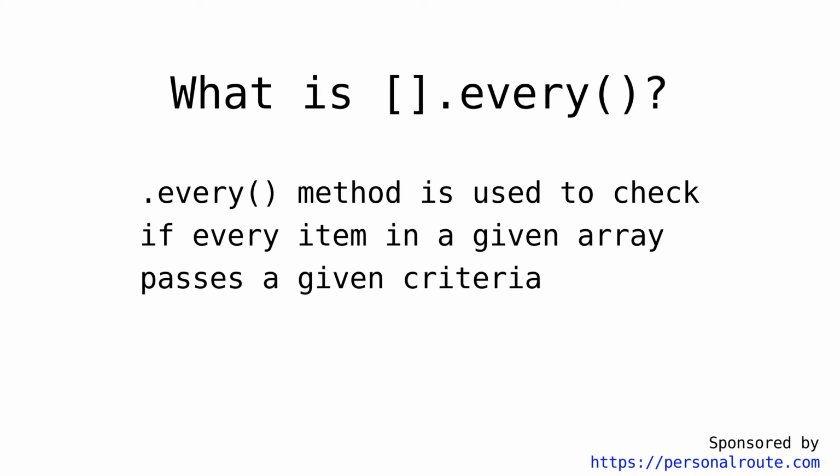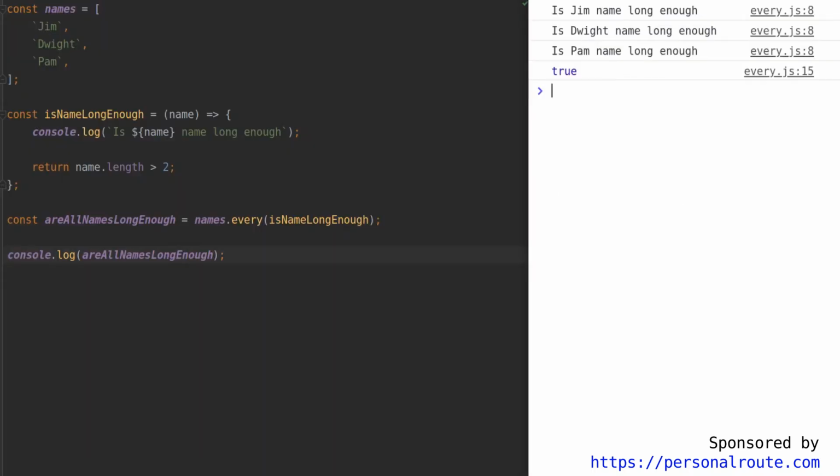The every method is used to check if every item in a given array passes a given criteria. I have created a simple example of how to use the every method. Let's examine it step by step. First of all, we have an array that we are going to test using the every method.